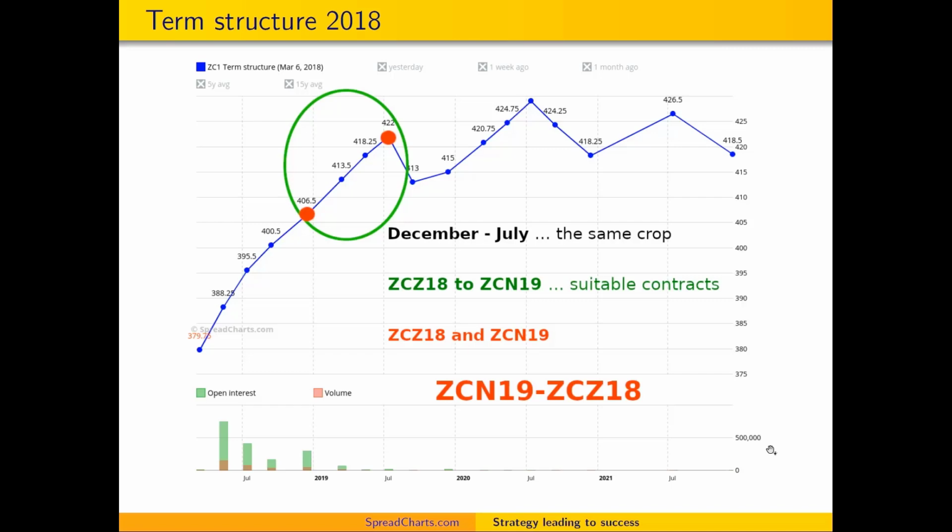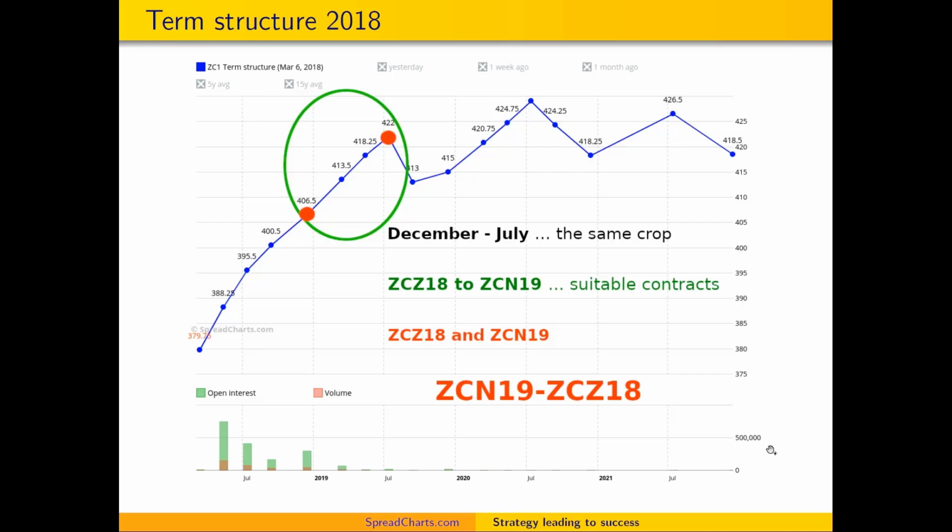Remember, it is essential to pick contracts within a single crop season. This is how these bear spreads work the best. The reason is visible on the term structure chart itself, where all these contracts from one crop are in a perfect contango. And as we said, that's the ideal environment for bear spread strategies.